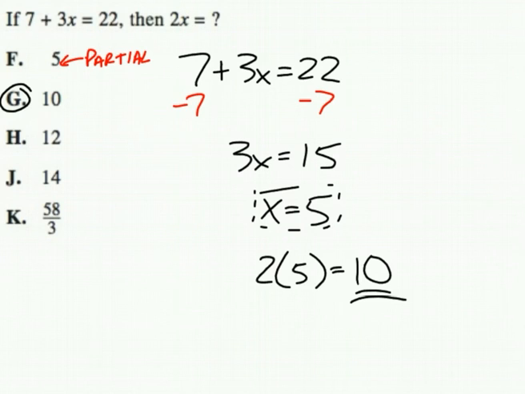Solving that initial equation, I subtract the 7 over. Divide by 3, I get 5, but 5 is a partial answer because they want 2x. I just found x. So I'm going to plug that 5 in for x. 2 times 5 is 10.